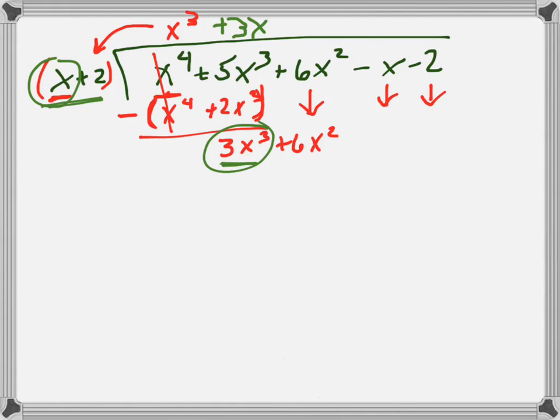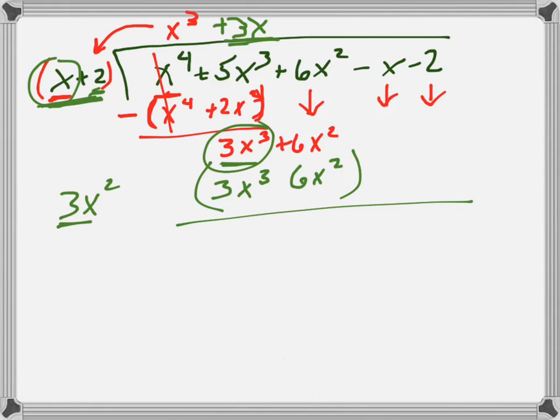So that's a 3x squared up there. Make a note of that. I just can't write it. All right, so let's multiply. Ready? 3x squared times x is 3x cubed. 3x squared times 2 is 6x squared. Now look what's going to happen here. When I subtract it, they're both going to drop out, right? So I'm going to have 0x squareds left, and I'm going to drop these down, minus x minus 2.